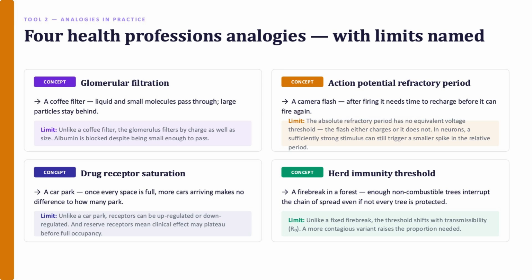Finally, herd immunity threshold. The fire break in a forest analogy shows how non-combustible trees interrupt the chain of spread. The critical limit is the threshold constantly shifting with transmissibility, R0. A more contagious variant simply raises the proportion needed.